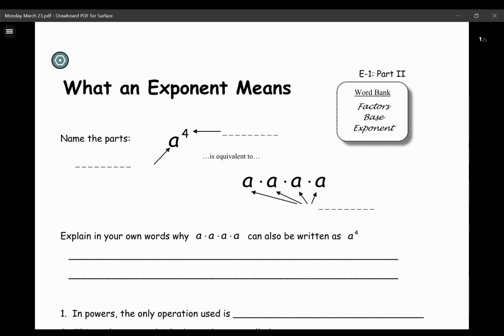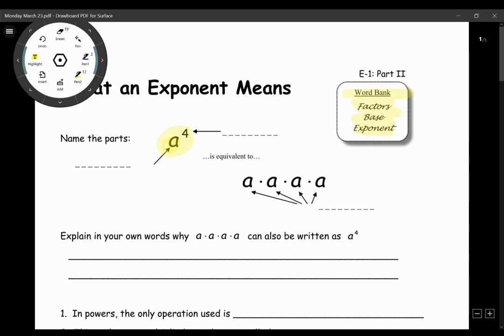As promised, today we will be learning new material. I want you guys to take a look at this word bank right here. We have the words factors, base, and exponent. And looking more towards the middle here at a and this 4, this is read as a to the power of 4. So why don't we go ahead and write that down actually.